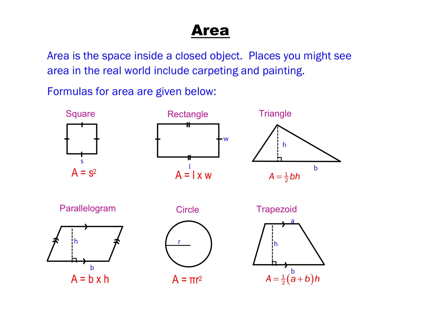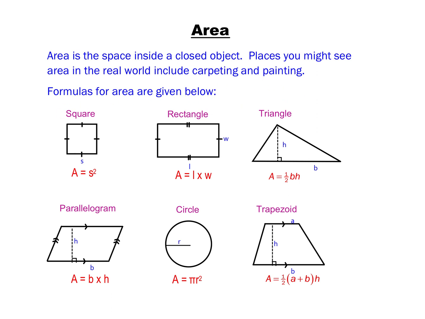Today's lesson is all about area. When we're talking about area, we're looking for the space inside a closed object. Places that you might see area include carpeting and painting. Like if you're going to put carpeting or flooring down, you need to know how to find the area of a space. Formulas for area are given below.